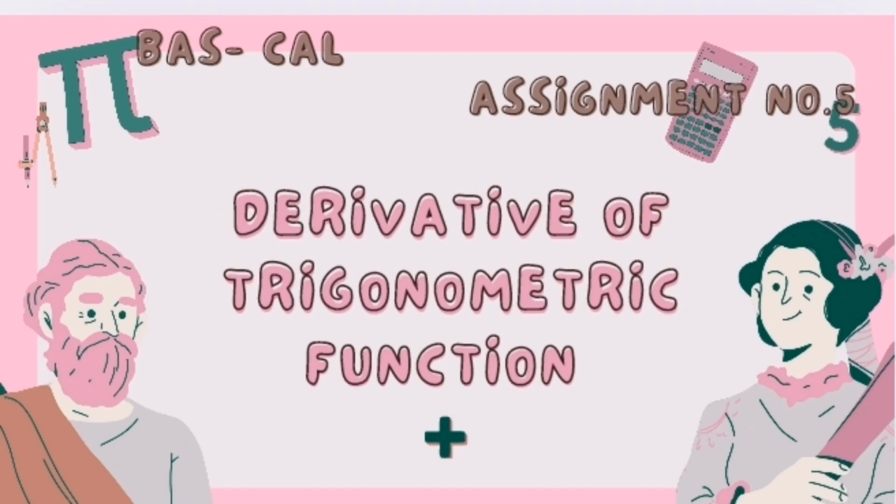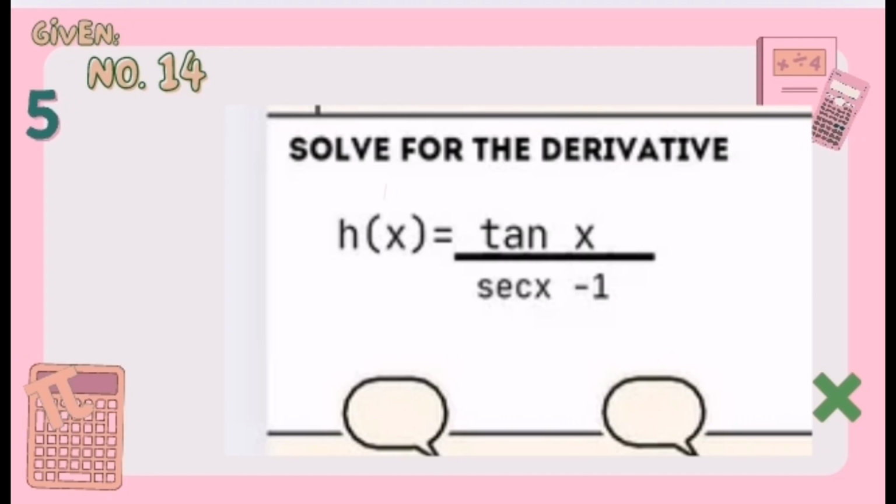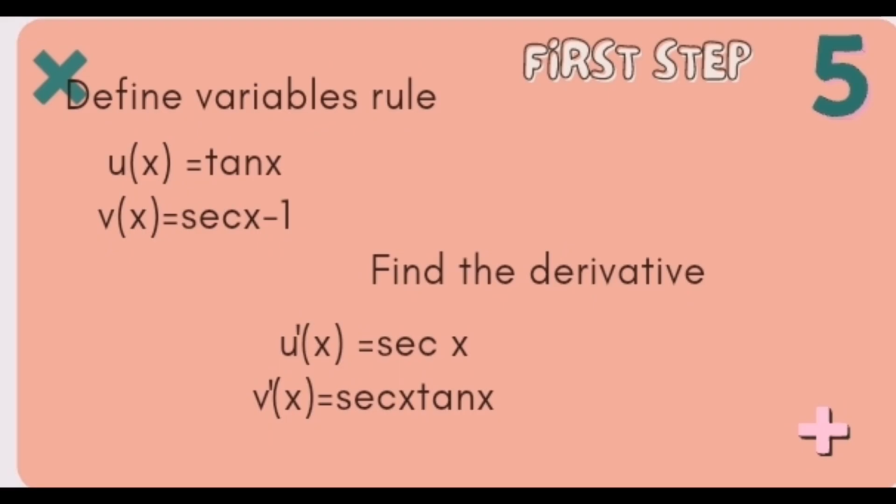Good afternoon, everyone. I'm here to discuss the derivative of trigonometric functions, assignment number 5. The given in number 14 is to solve for the derivative of h of x equals tangent x over secant x minus 1. First, we define the variables: u of x equals tangent x and v of x equals secant x minus 1.